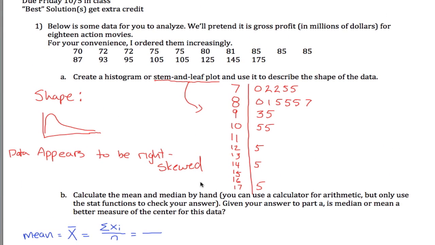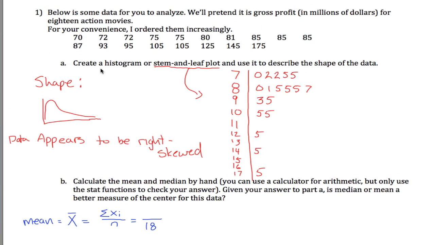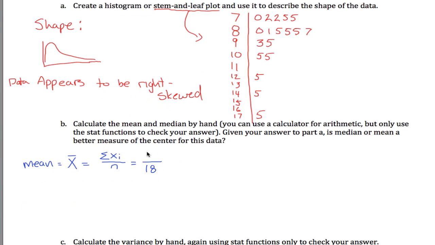Going up here, it says that we have 18 of these movies, I guess is what these are. If you add up all these observations, 70 plus 72 plus ... all the way up to our biggest one, 175, probably with the help of a calculator, you get 1710, I believe. And if you divide these two numbers with the calculator, what you get is 95.